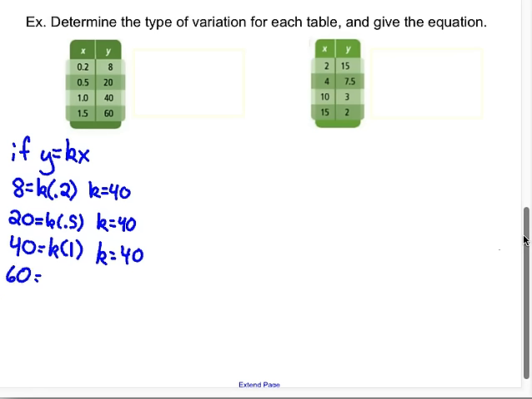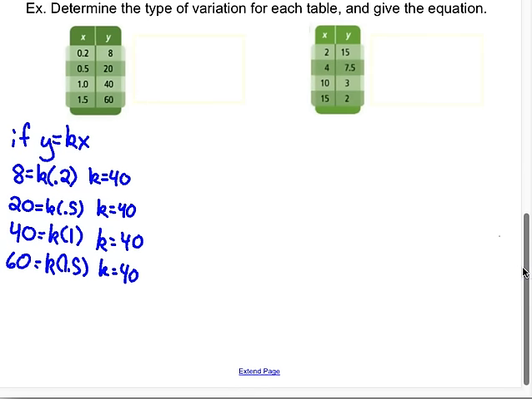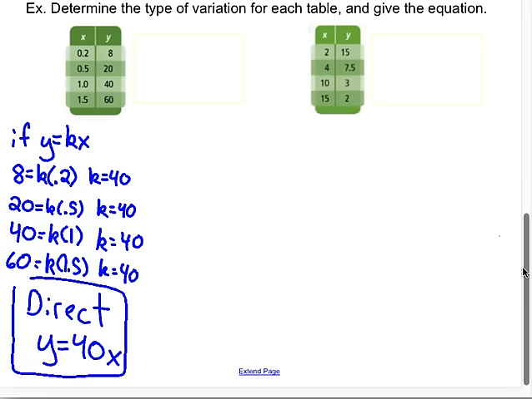Then in this one, 60 equals k times 1.5. Divide by the 1.5, and you do get 40. So by plugging each point into the direct variation equation, I get a consistent k value. So that shows me that this data does create a direct variation, and its k is 40. So the equation is going to be y equals 40x. All right? So that's what it looks like to determine this.